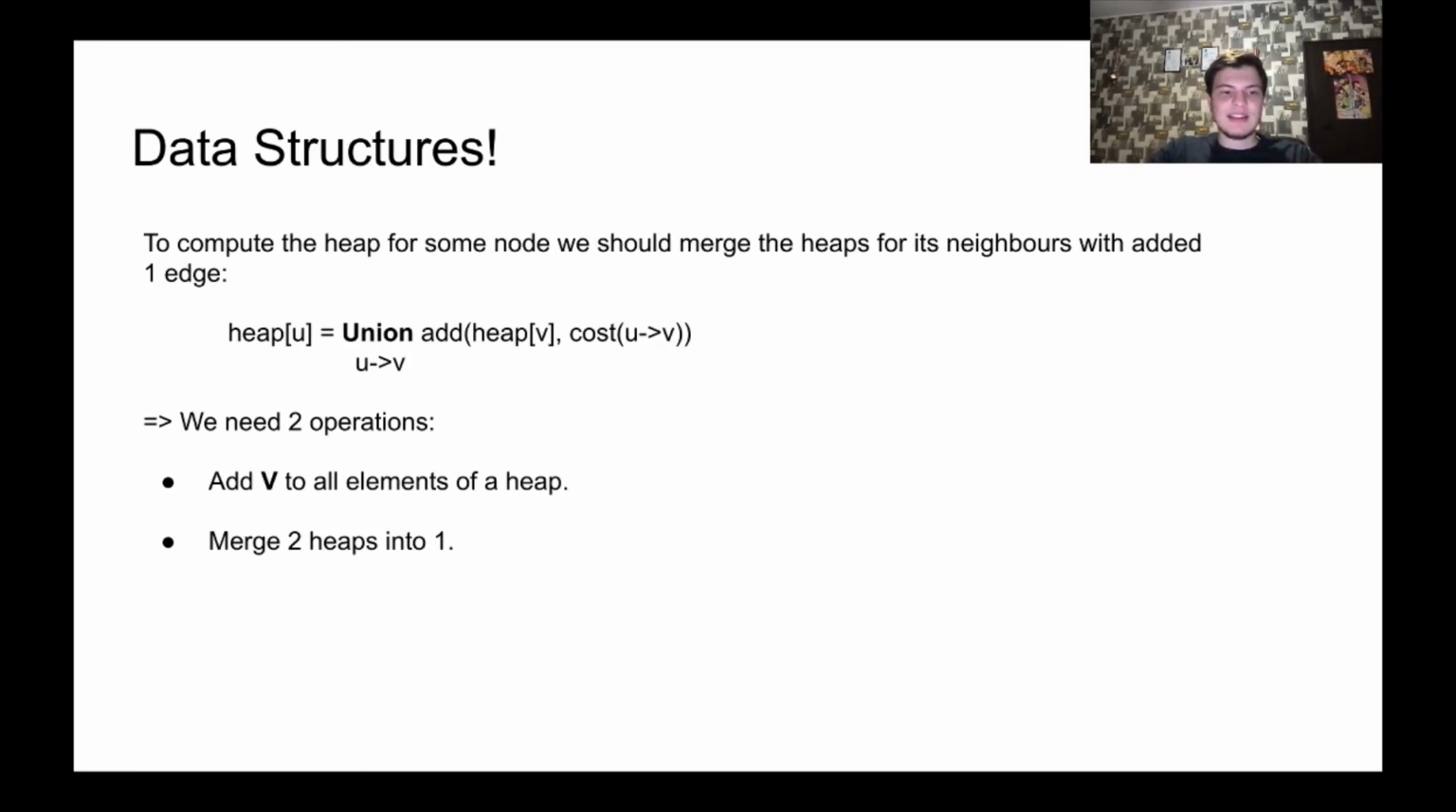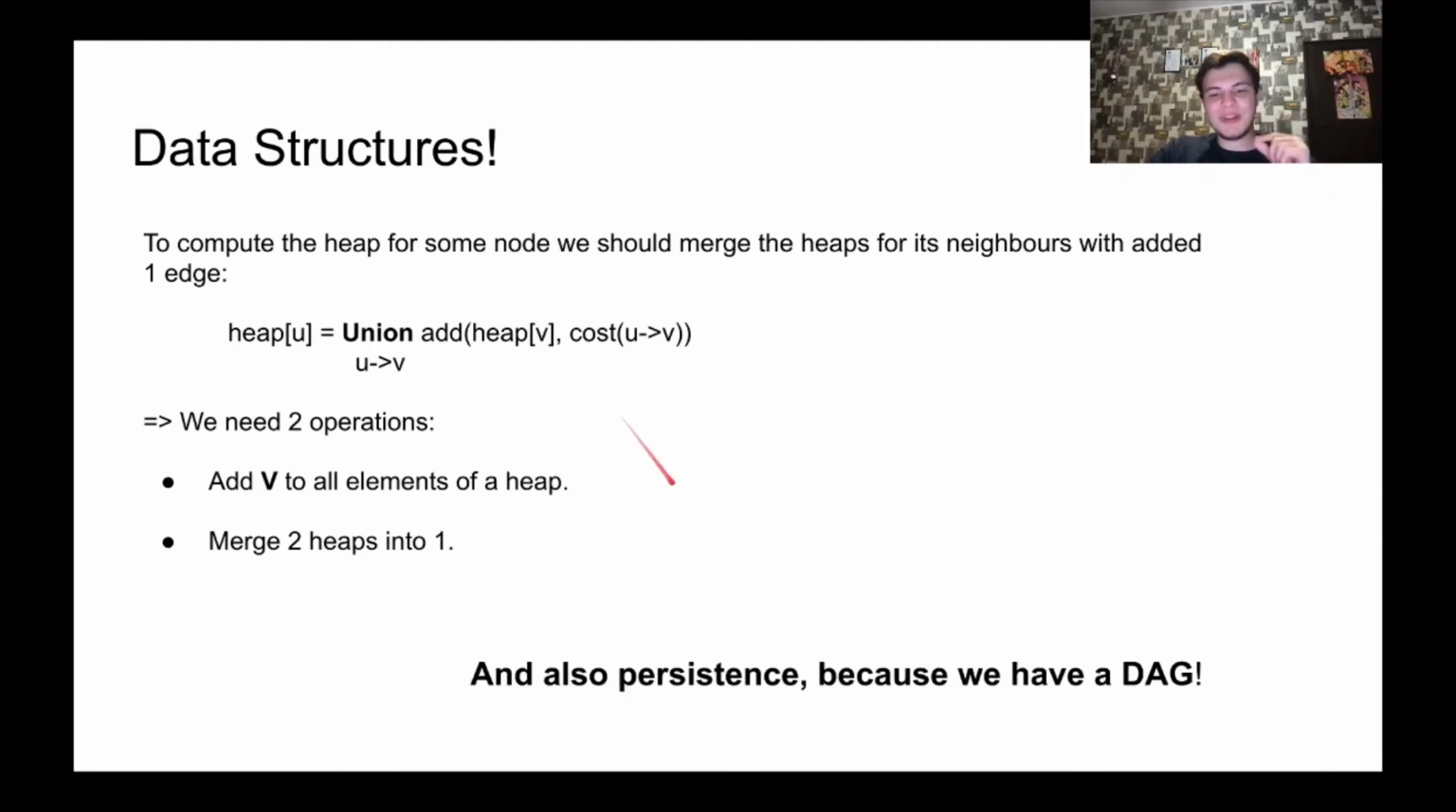And yeah, also there is something that we are missing, and it's that we also want this structure to be persistent, because we can notice that the v here can appear many times as a neighbor. So in other words, I mean, we have a DAG and not really a tree. So the v here can appear multiple times, and we want to keep the initial version of the heap.